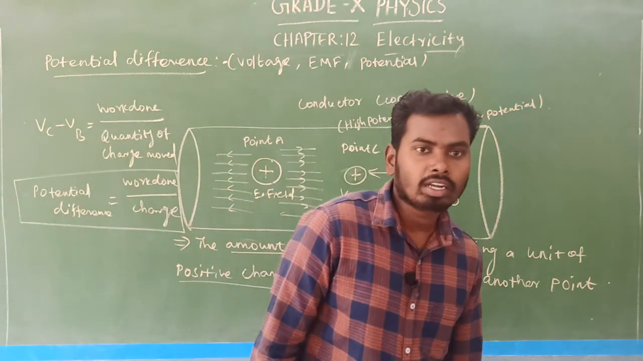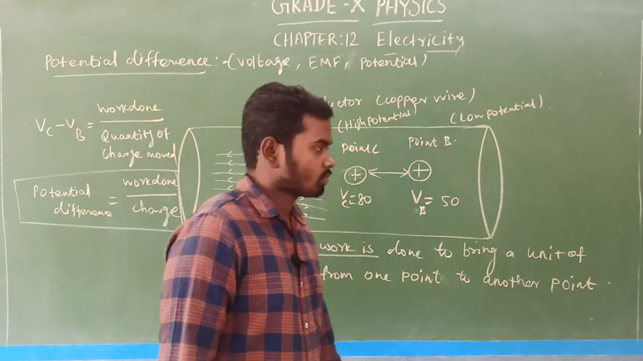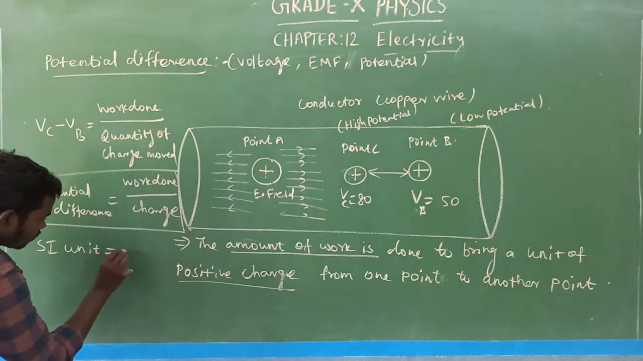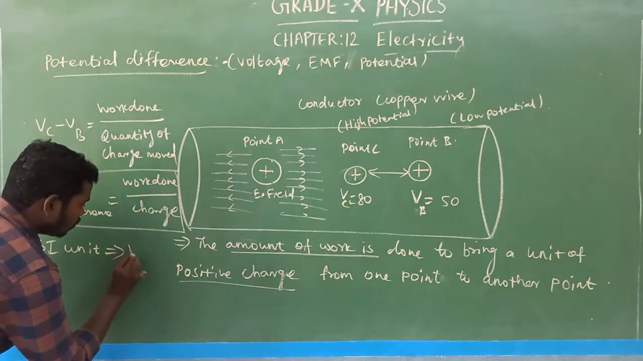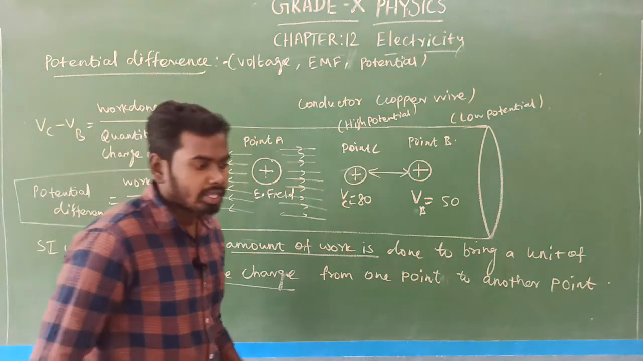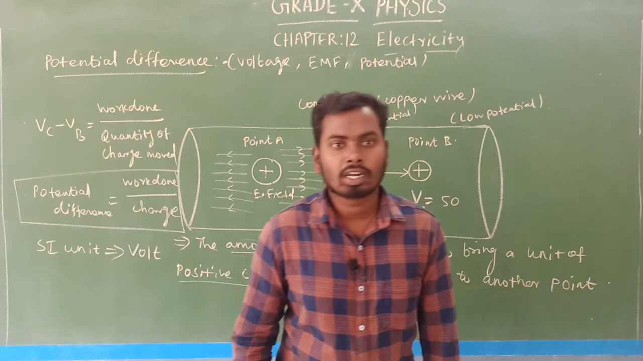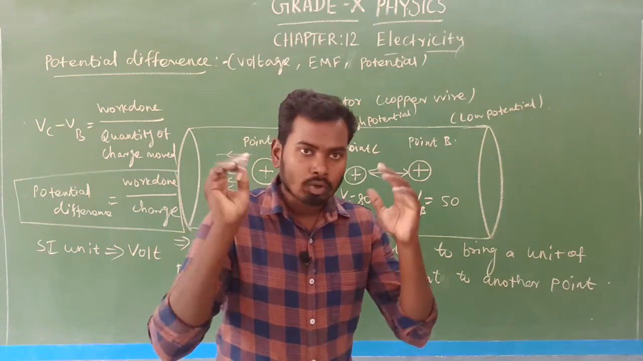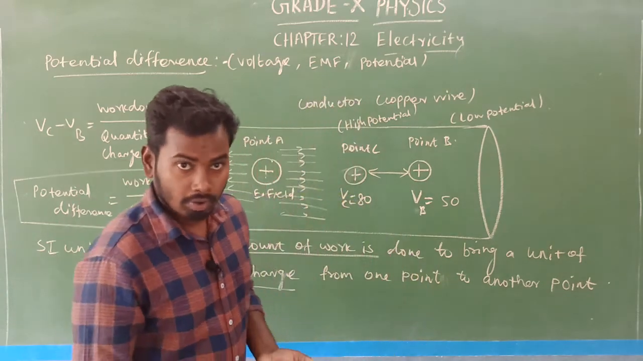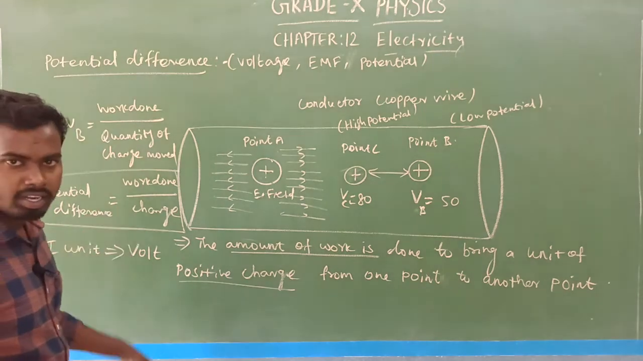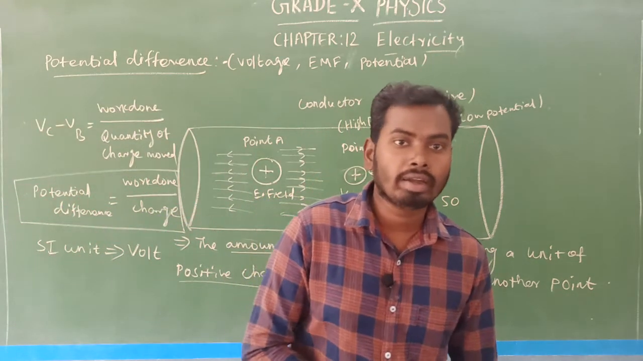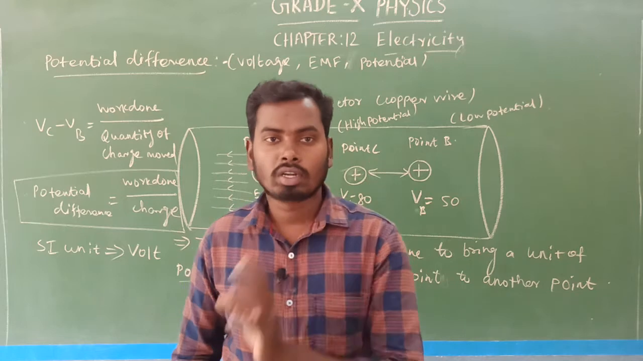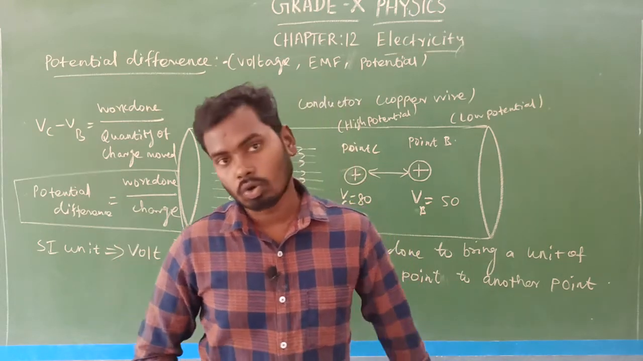The SI unit of potential difference is volt. It is named after Alessandro Volta. Alessandro Volta was a scientist who found the potential difference between two charged particles. In his honor, the SI unit of potential difference is known as volt. That name is given in your class textbook, you can refer to it.